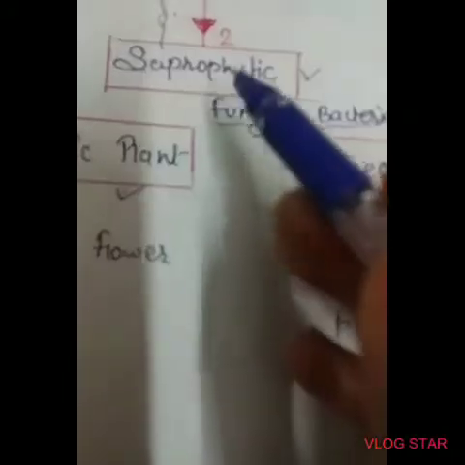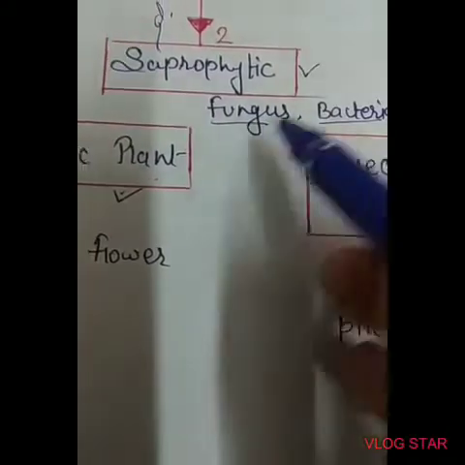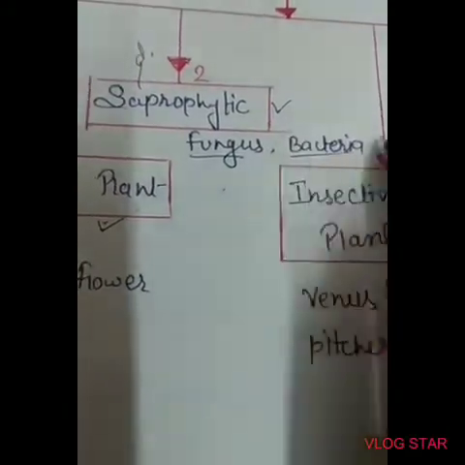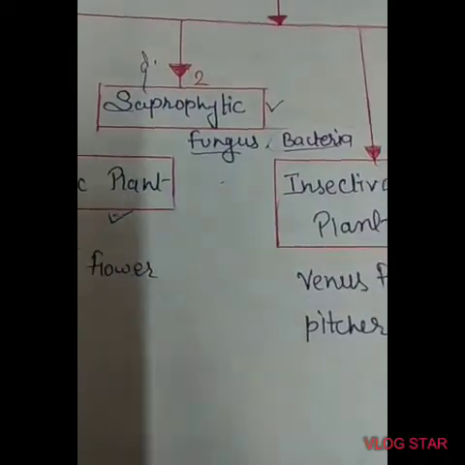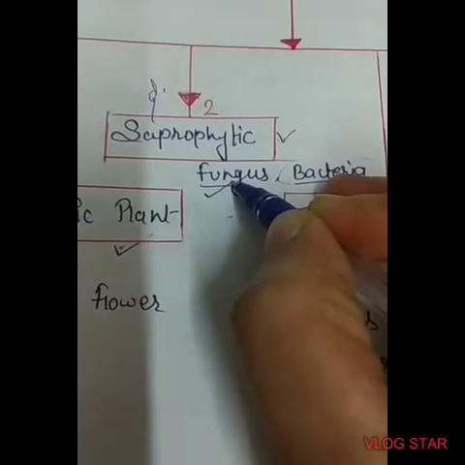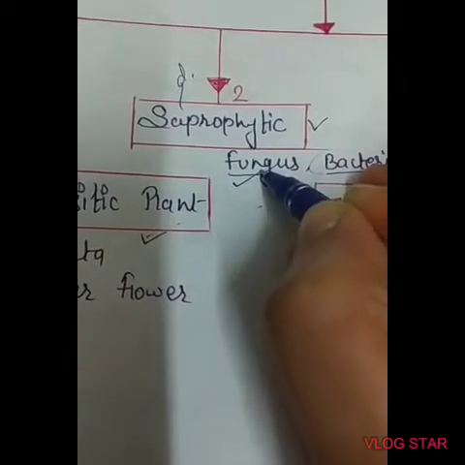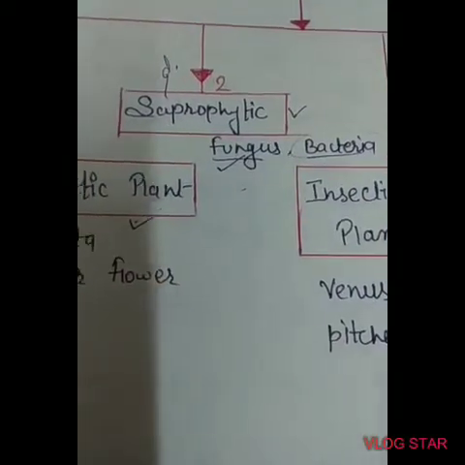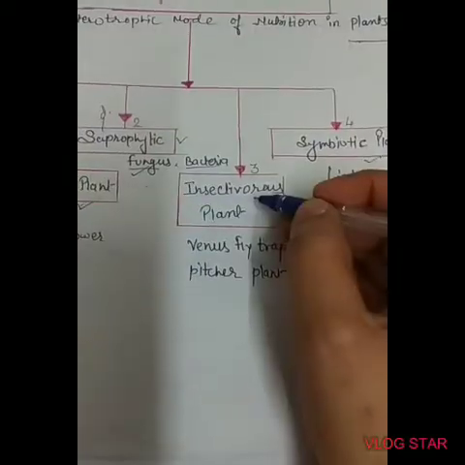Examples of saprophytic plants are fungus and some bacteria. It's not exactly an example of a plant, but some fungi are non-green plants and they obtain their food from dead and decaying matter. Bacteria are also saprophytic. Okay. Now, about the insectivorous plant.